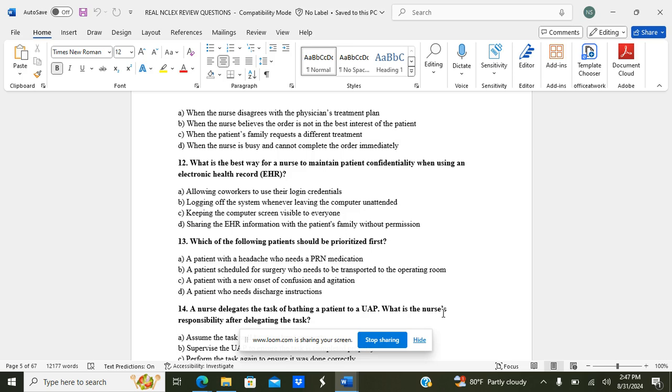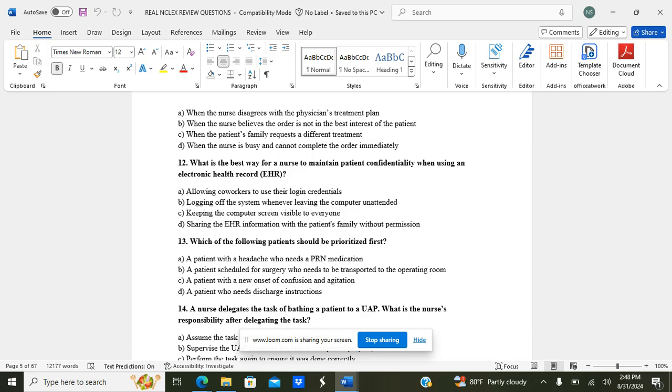All right. Let's see question number 13, guys. Which of the following patients should be prioritized first? Which patient do you have to care for first? This is a prioritization question. A, a patient with a headache who needs a PRN medication. No, a headache is not really a prioritization task. B, a patient scheduled for surgery who needs to be transported to the operating room. This one looks like the answer, but let's continue.